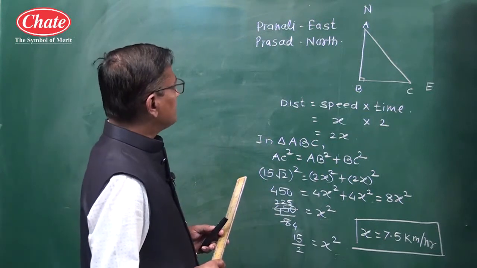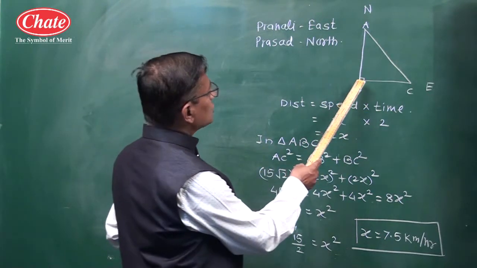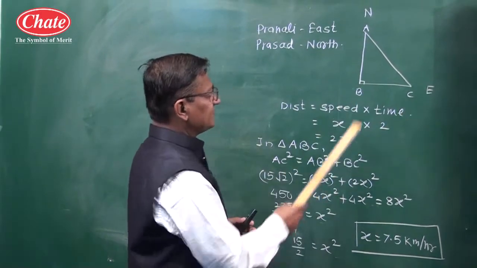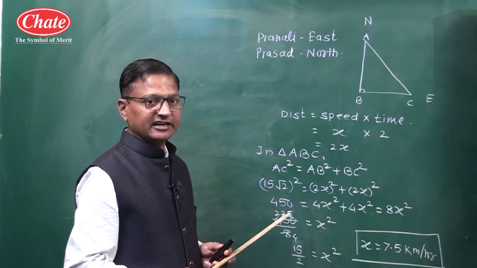In this question Pranali goes to north and Prasad goes to east. See the right angle triangle.